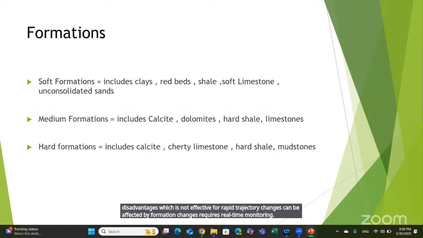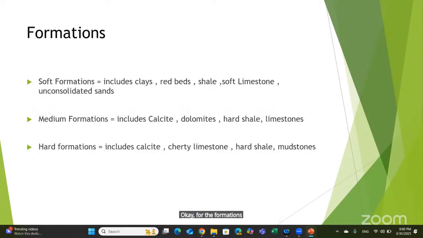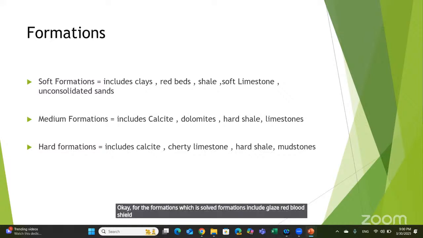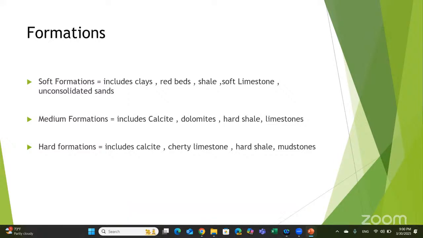Okay. For the formations, soft formations include clays, red beds, shale, soft limestone, and unconsolidated sand. Medium formations include calcite, dolomite, hard shale, and limestones. Hard formations also include calcite, cherty limestone, hard shale, and mudstone. So those are the different types of formations: soft formation, medium formation, and hard formation.